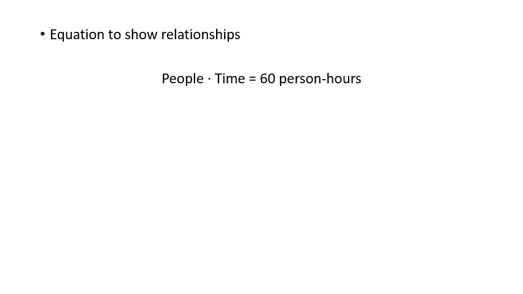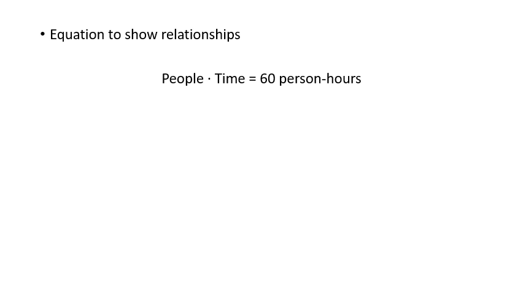Anyway, okay, so relationships. So this should be familiar from when we talked about inverse and proportional relationships. So we can use equations to show that. So the number of people times the amount of time per person equals some fixed amount, like 60 person hours.